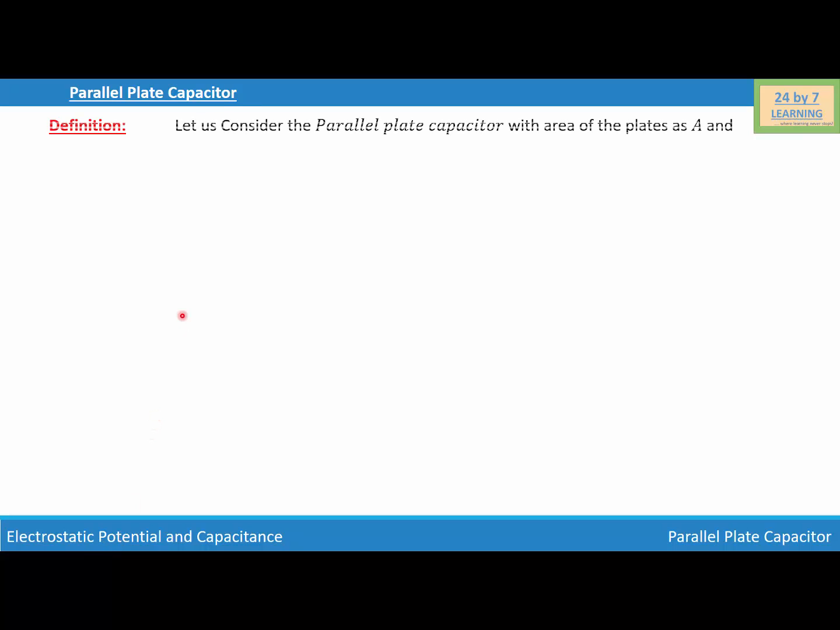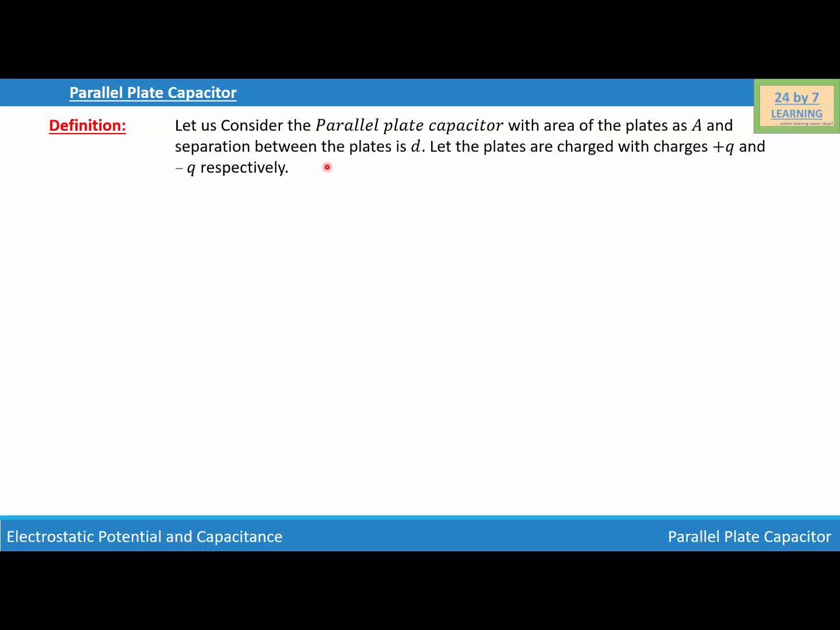Parallel plate capacitor. Let us consider the parallel plate capacitor with area of the plate as A and the separation between the plates is D. Let the plates be charged with the charges plus Q and minus Q respectively.